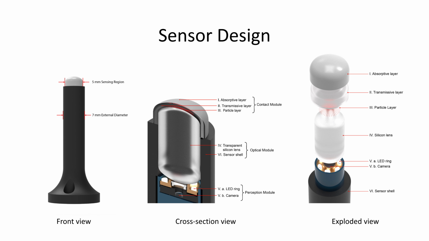The optical module includes a soft silicon lens and a sensor shell for lens housing. The contact module is made up of three layers: a particle layer, a transmissive layer, and an absorptive layer. TacScope's tactile response relies on ink particle redistribution under pressure. Higher stress causes greater dispersion, exposing the gray absorptive layer, creating contrast variations in tactile images for precise deformation mapping.